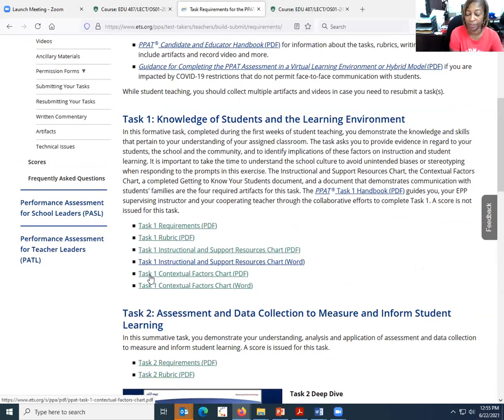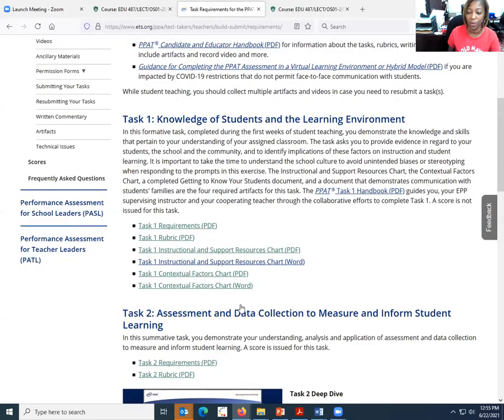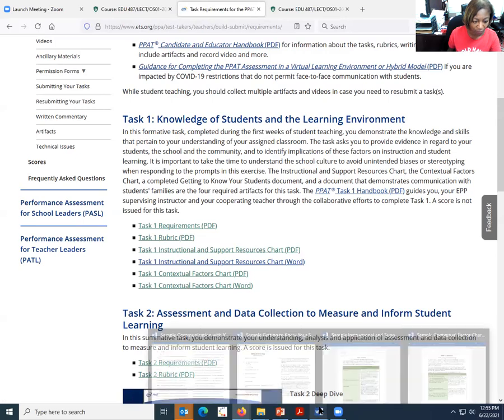Remember, your PPAT assessment, the Praxis Professional Assessment for Teachers, will be completed during your student teaching internship. And the cost of this assessment is $300. So you'll read all about that as you study the ETS website as it relates to PPAT. So let's just dive into what we have to do today. You're going to click on Task Requirements so that you can see what the required tasks are for you.